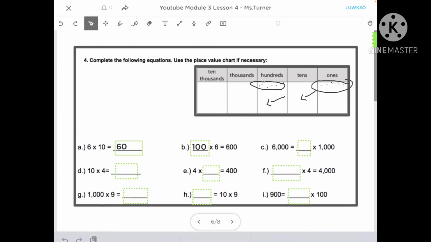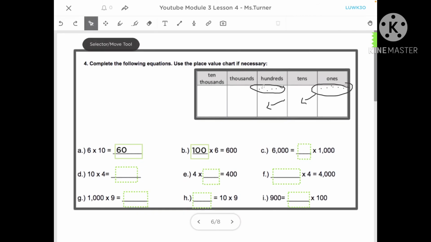Yes, 100. I know this because I'm multiplying 6 ones times 10 to get to 6 tens, and then I'm multiplying it by 10 more to get to 600s. 10 times 10 equals 100. All right, you guys, what about this one?